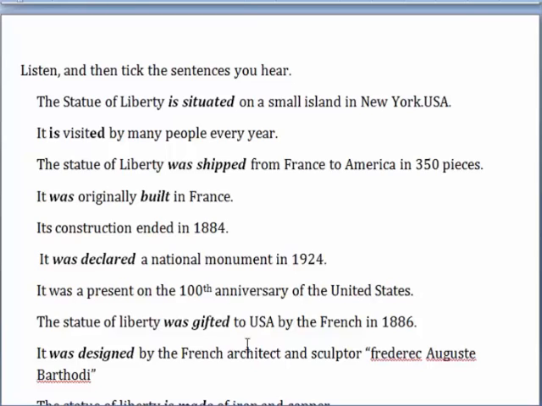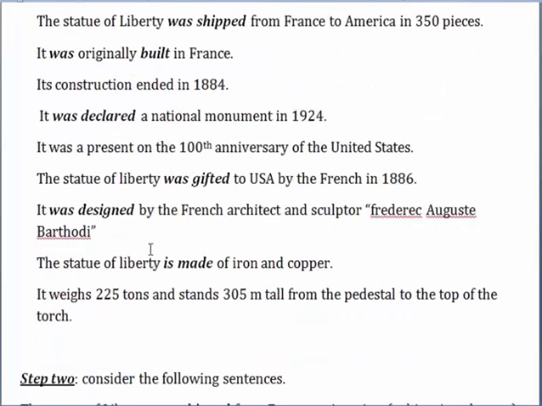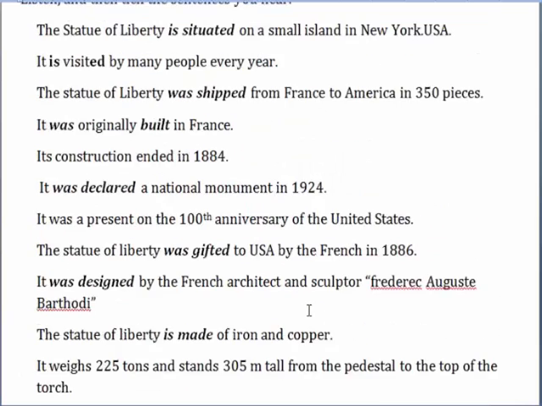The Statue of Liberty was gifted to USA by the French government in 1886. It was designed by the French architect and sculptor Frédéric Auguste Bartholdi. The Statue of Liberty is made of iron and copper. It weighs 225 tons and stands 305 meters tall from the pedestal to the top of the torch.